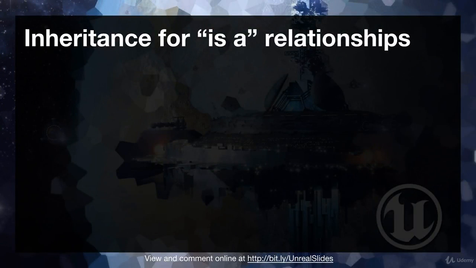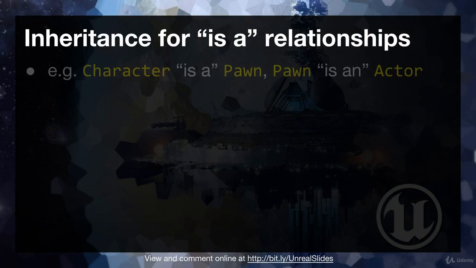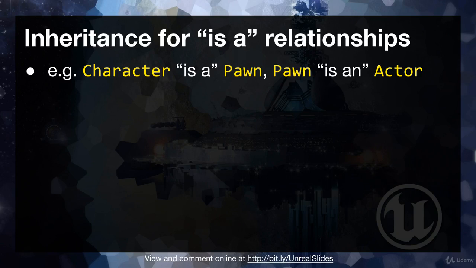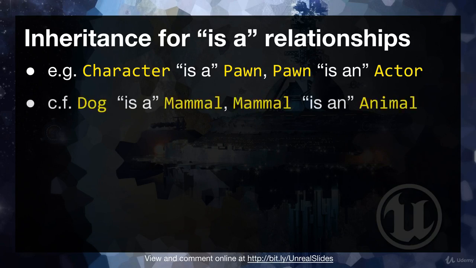Inheritance in programming works quite like it does in terms of bloodlines in animals and in humans. So for example, a character in Unreal is a pawn and a pawn is an actor. Let's compare that to a dog is a mammal and a mammal is an animal. So on the right hand side, the actor and the animal, they're the most general things, and you can define general behavior of actors and animals over there.